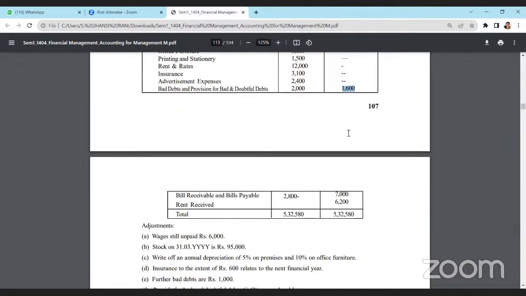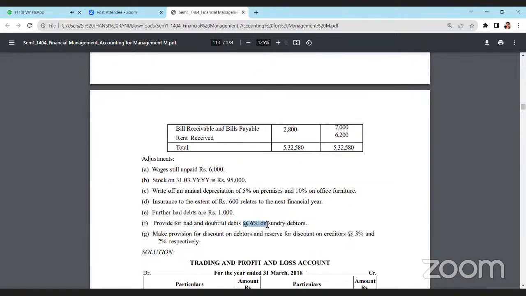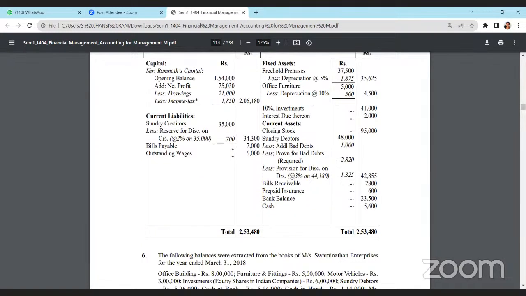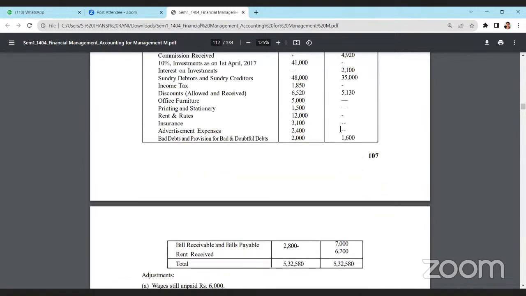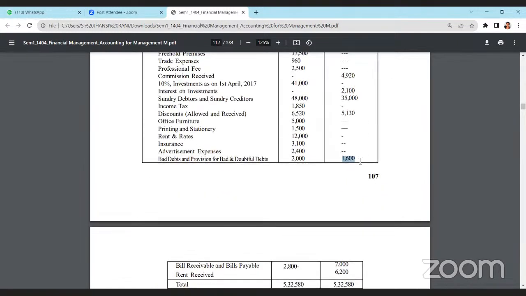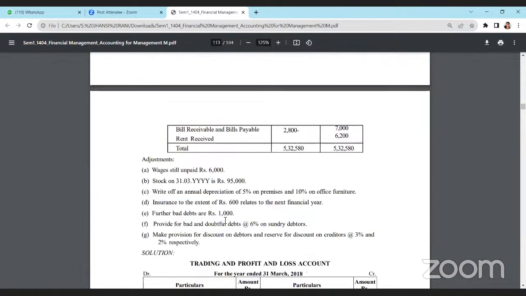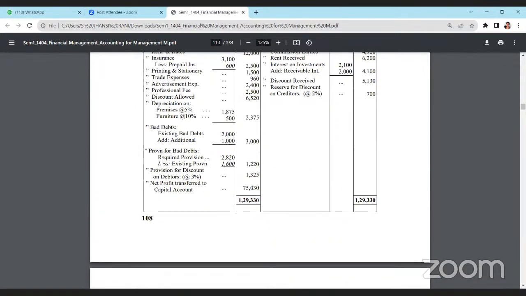But actually how much provision should be made? We should make a provision of 6%. 6% is coming to how much? It is coming to 2,820. But how much has he saved here? 1,600 only, no? Yes. So he has to save some more. That is the adjustment we are making. Provision for bad debts required is 2,820. How much provision did we already make? 1,600. We deduct that, and the difference we take here as an expenditure. Is it clear? Yes, ma'am.